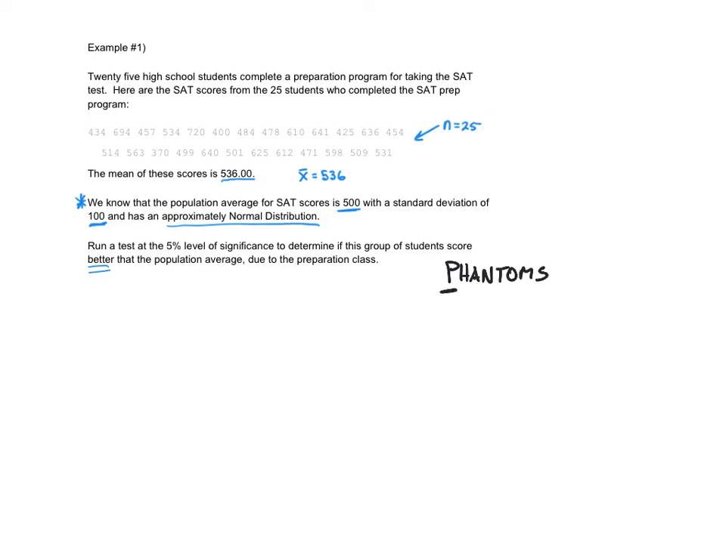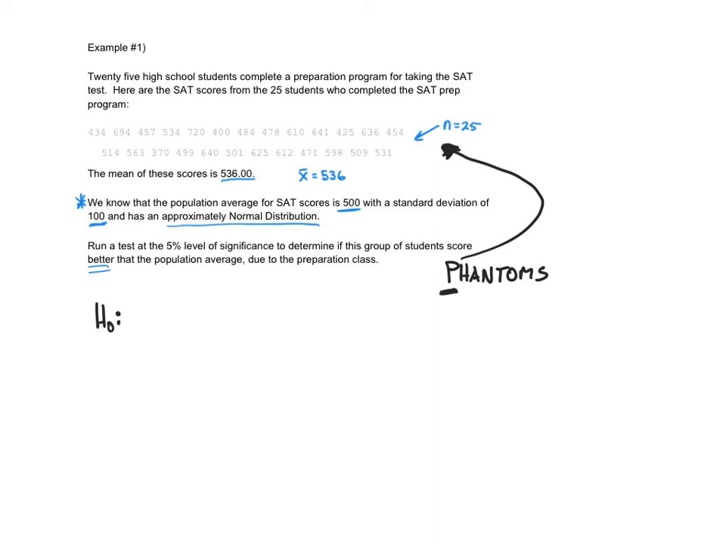All right, so let's talk about this. What is the population parameter that I'm really worried about? I want to know the true mean score of all students who took this preparation program. So they took 25, but I want to know what is the true mean of all of the people who took that. But all right, let's jump right into null hypothesis.